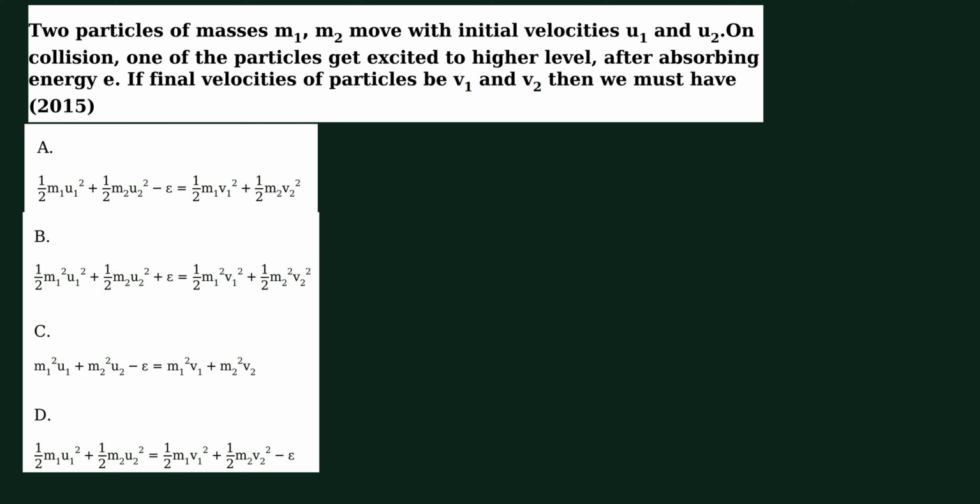Two particles of masses m1 and m2 move with initial velocities u1 and u2. On collision, one of the particles gets excited to a higher level after absorbing energy E. If the final velocities of the particles are v1 and v2, then we must have... So now you see, according to the law of conservation of energy, the kinetic energy before collision and the kinetic energy after collision remain the same. So you find out the kinetic energy before collision, and the kinetic energy after collision should remain the same.